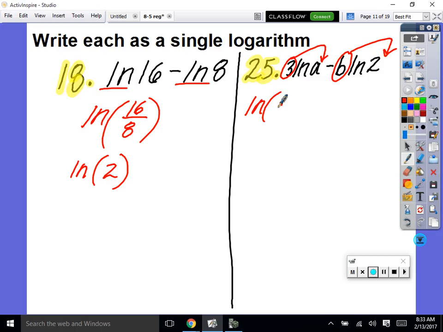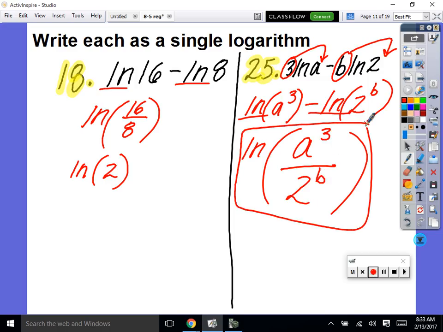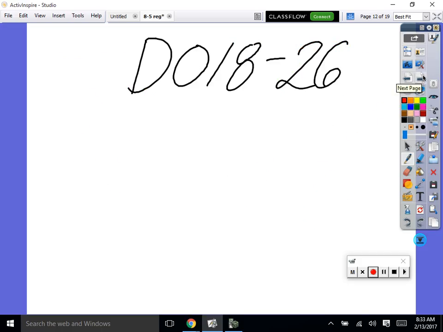We have ln of a to the third minus ln of 2 to the b. When you subtract logs, you divide. So we can rewrite this, since they're both ln's, as one ln. So we have ln of a to the third divided by 2 to the b. So we've rewritten that as one ln. That's what we learned last time. So what I want you to do is speed through 18 through 26, go.